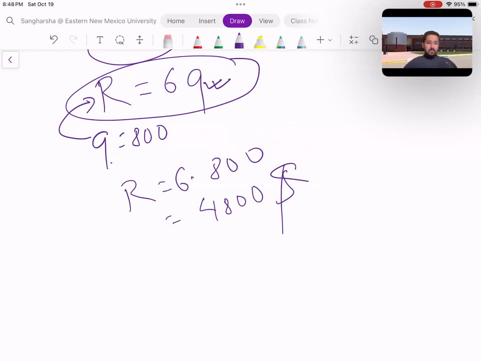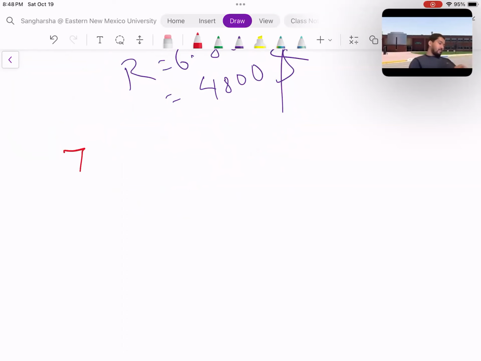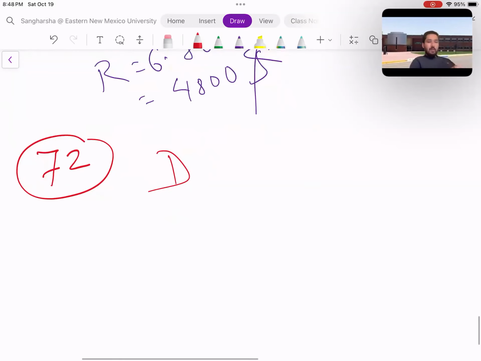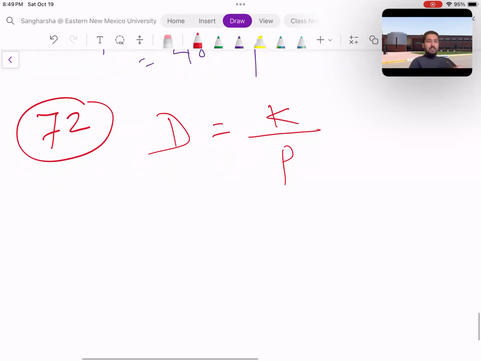Okay, no question. Now let's go to number 72. The demand for a product is inversely proportional to its price. Let's call D the demand. Inversely proportional means you have a constant divided by the price. Let's call P the price. If 400 units are demanded at a price of $3 per unit, how many units are demanded at a price of $2 per unit?